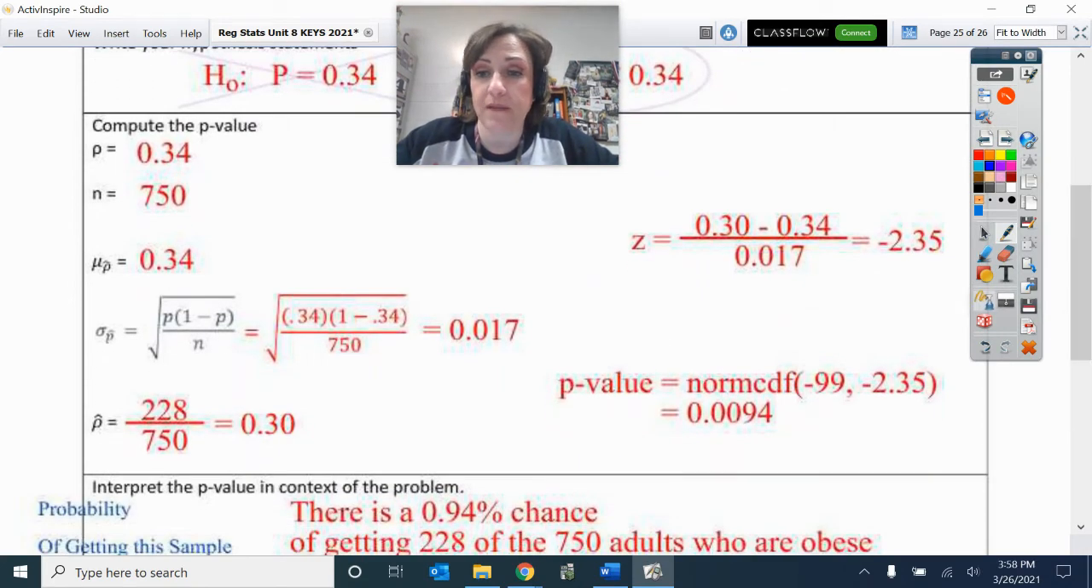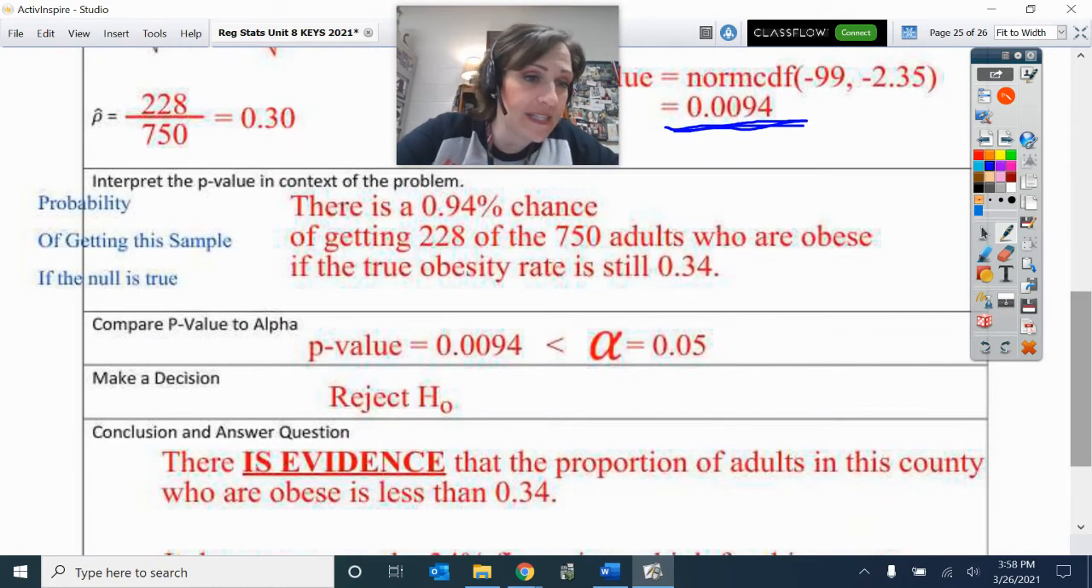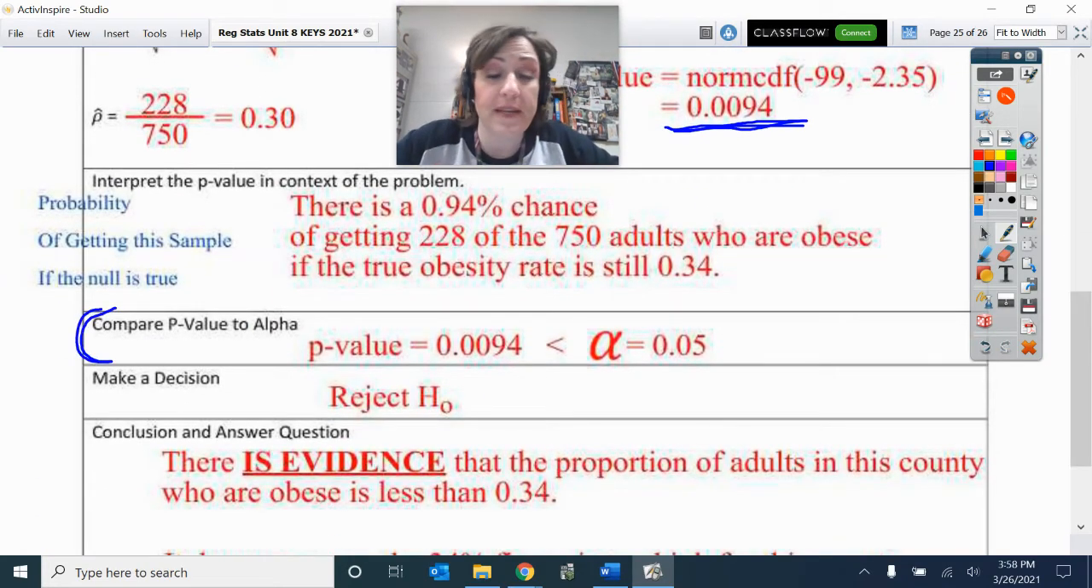So here is our p-value. Ooh, very small, because I got a z-score of negative 2.35. So when I norm CDF below that, I get 0.0094, so very small. Remember, I like to leave this as decimals when I compare my p-value.